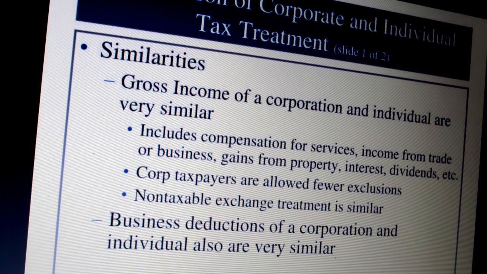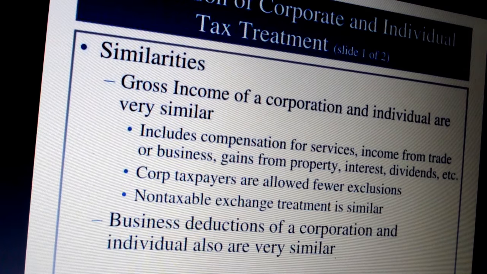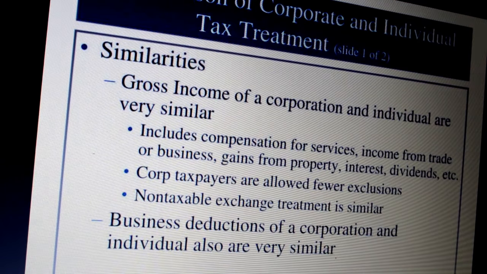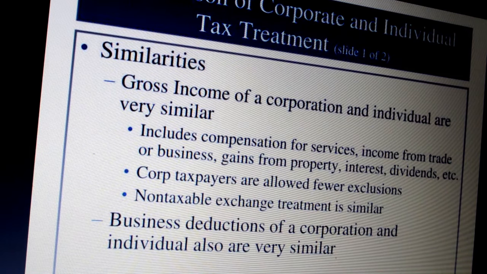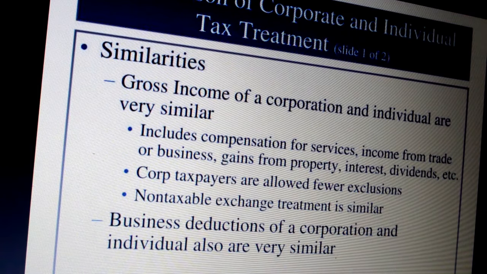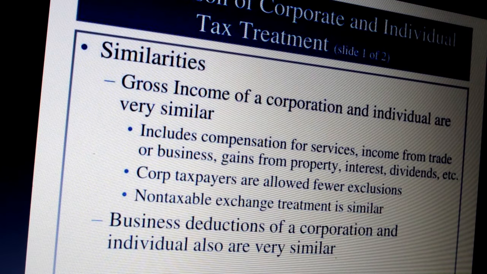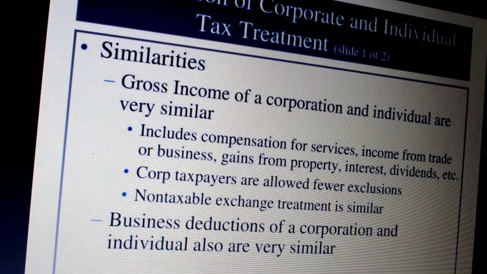Now we are going to discuss the income taxation of corporations, and we are going to compare it with the individual tax treatment. Let's talk about some similarities. The gross income of the corporation is determined in much the same manner as it is for individuals. The gross income includes compensation for services rendered, income derived from a business, gains from dealing in property, interest, rents, royalties, and dividends, to name only a few items. Both individuals and corporations are entitled to exclusions from the gross income.